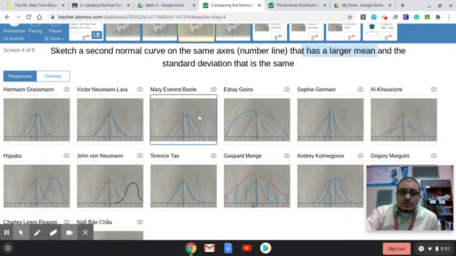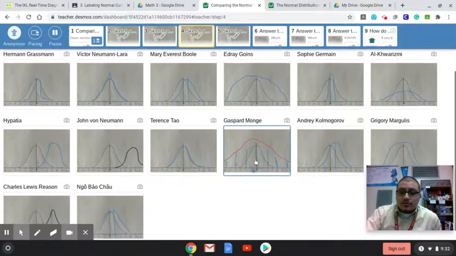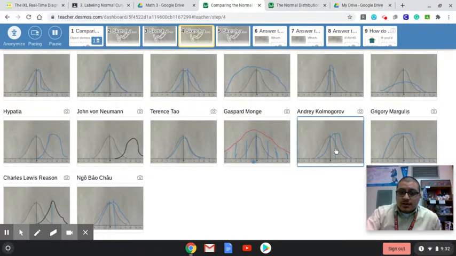So this is a good one. This is a good one here. This is a good one. This looks like they were thinking about the standard deviation, which makes it wider or narrower, but that's not what this is saying. The standard deviation here is the same, so it wouldn't be wider or narrower, but it should be shifted to the right, like this one.